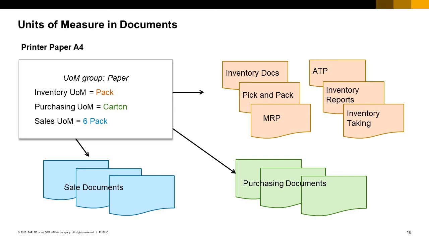Regardless of how we buy it, we may choose to sell a product with different packaging. In our example, paper is most often sold packaged as a 6-pack. Therefore, we set the sales unit of measure to a 6-pack so that this measurement is the default for our sales documents. You can overwrite the unit of measure and the items per unit in marketing documents as needed.